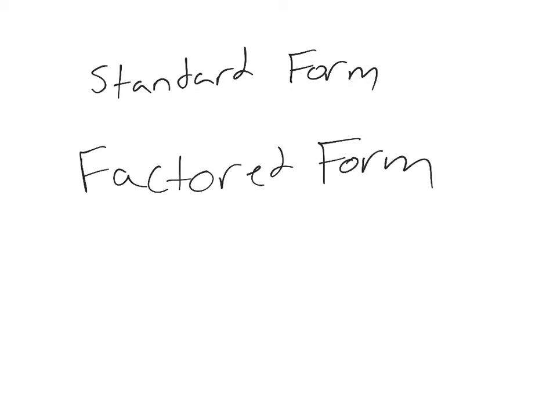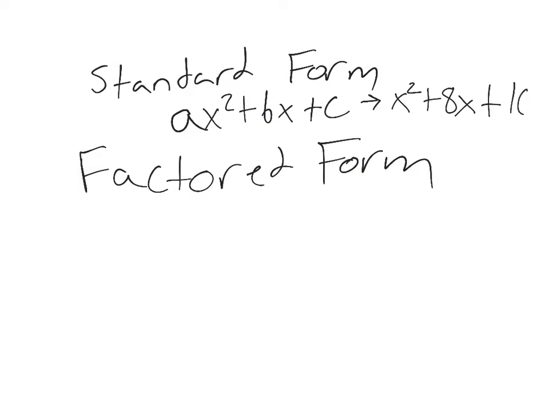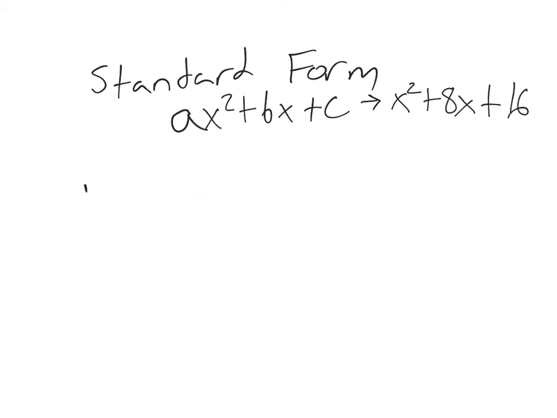Okay, so standard form, the way we write standard form generally follows this model. It's always ax squared plus bx plus c. An example of standard form would be x squared plus 8x plus 16. Okay, so this would be an example of standard form where a is 1, b is 8, and c is 16. Now, another example of standard form, I'll come back to factored form in a second.